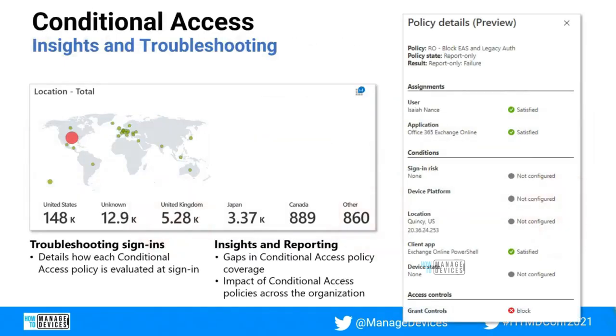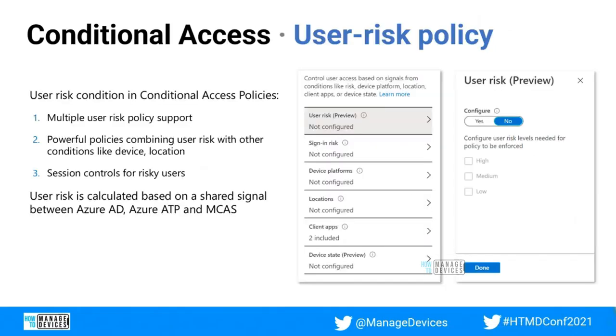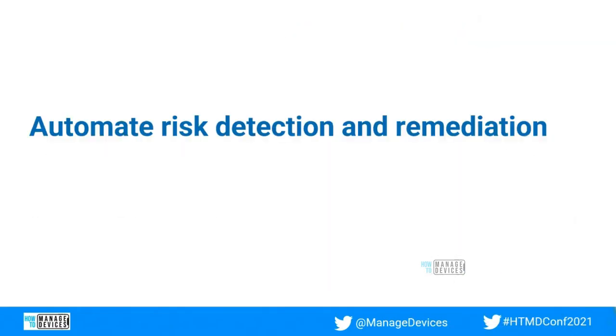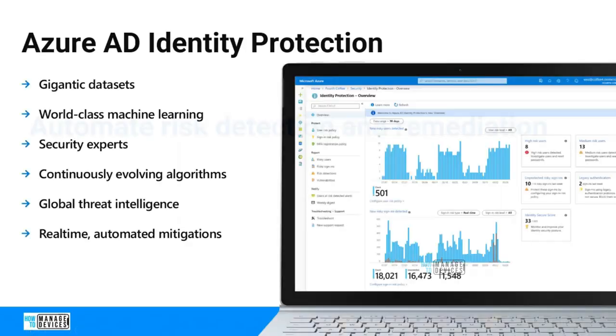So insights and troubleshooting is something which I just showed when I was showing you how that policy was applied. Okay, now the third pillar, automate risk detection and remediation. As I said, in this particular section I want to talk about Azure AD Identity Protection. Once again, this is a P2 solution, and this is the engine which looks at the sign-in and defines the risks. There is a lot more that it does, but let's take a look at what.